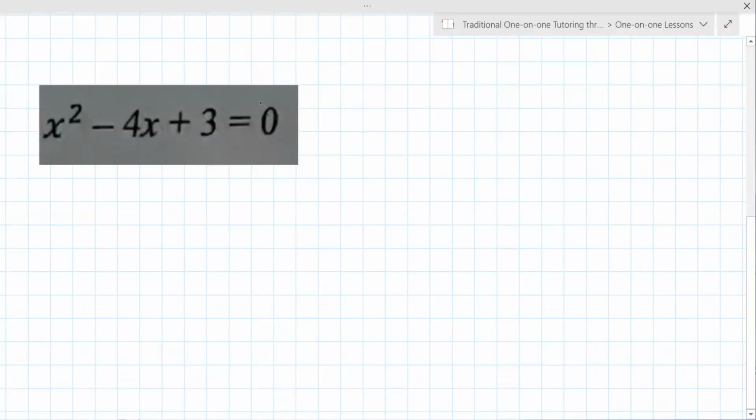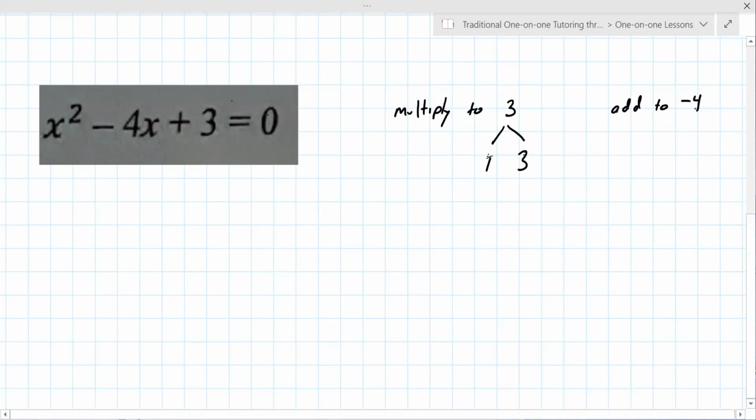Okay, so when you have a problem like this, you take that last number, 3, and you're looking for numbers that multiply to 3. So what numbers multiply to 3? 1 and 3. And then the second thing is they need to add to -4. So what is 1 plus 3? 4. Is that -4? No, normal 4.